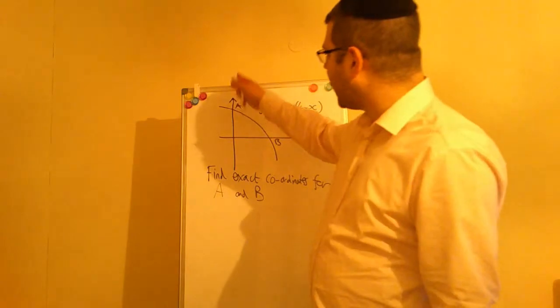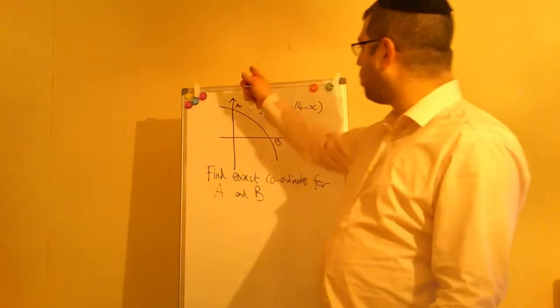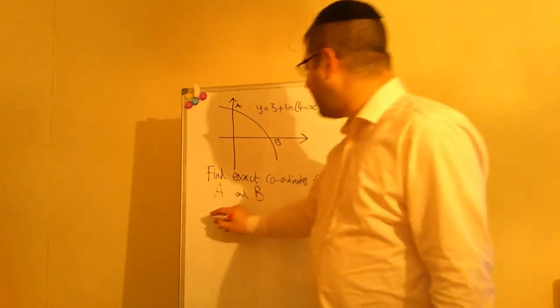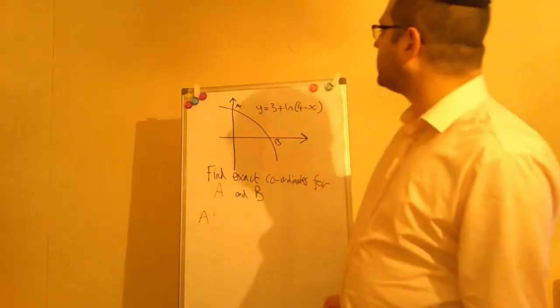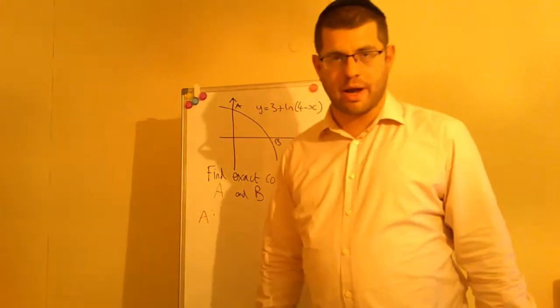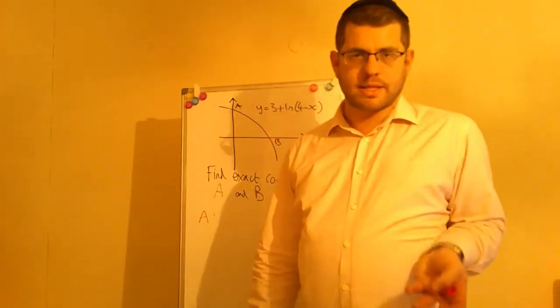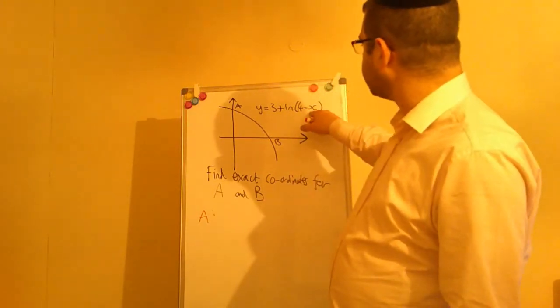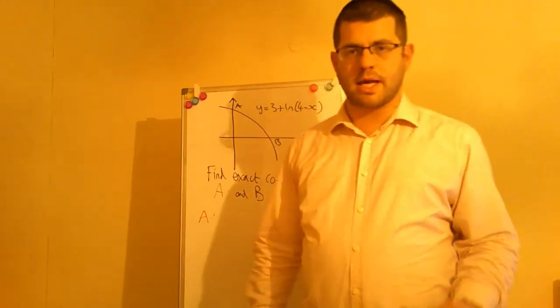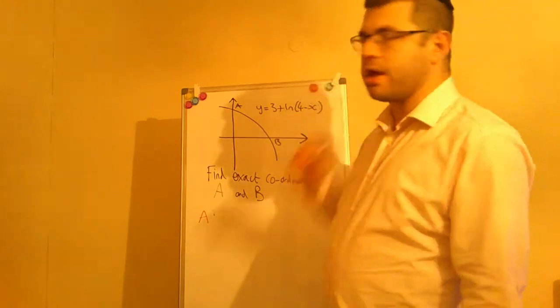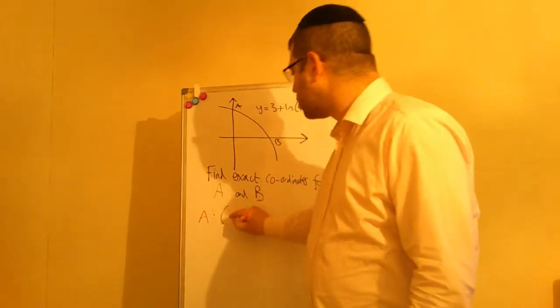So a is where it hits the y-axis. Remember, it hits the y-axis when x is 0. So to find a, you have to insert x is 0 into the equation. And out pops the y-intercept straight away. If you put x is 0 in, the ln 4 minus x just becomes ln 4. Don't forget you've got to add 3 to it. So a you can just write down straight away.